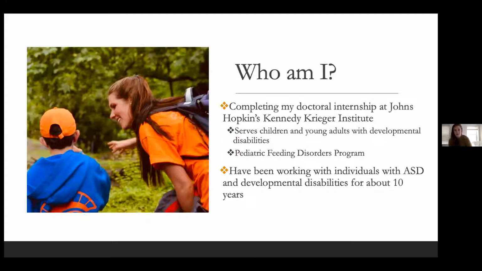I've also just moved out of Mississippi to Baltimore. I am completing my doctoral internship at Johns Hopkins Kennedy Krieger Institute. I will be working again with children with autism and other developmental disabilities, in the Pediatric Feeding Disorders program. It's been about 10 years since I started to work with individuals with autism and other developmental disabilities, and I have loved every single second of it. I credit my time starting out, and what I know now, to the Center for Spectrum Services.